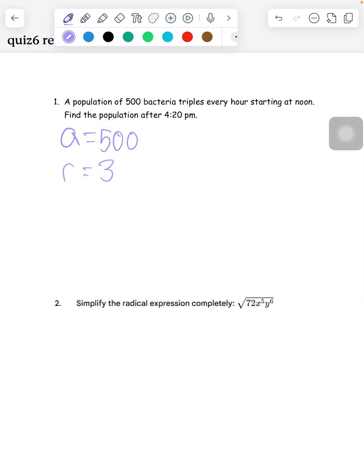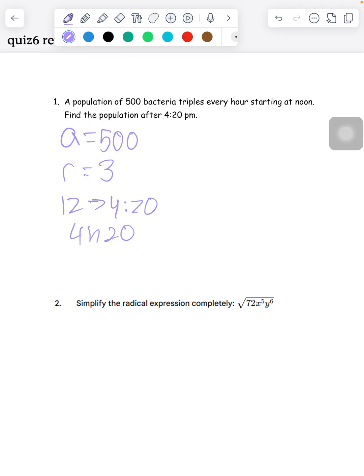And they want us to find the population at 4:20 p.m. So the difference from 12 to 4:20 is 4 hours, 20 minutes. Now, what is that as a decimal that we can use to multiply? That's our t. That's how much time has elapsed.